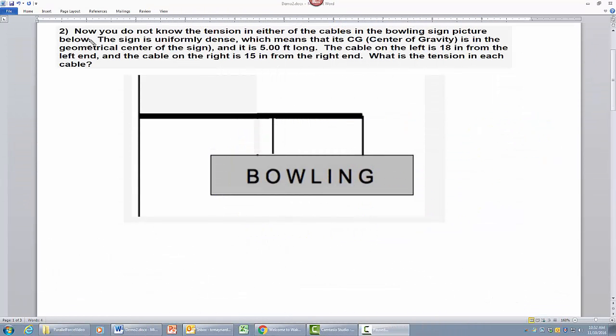Demonstration problem 2. Now you do not know the tension in either of the cables in the bowling sign picture below. The sign is uniformly dense, which means that its center of gravity is in the geometrical center of the sign, and it is 5 feet long. The cable on the left is 18 inches from the left end, and the cable on the right is 15 inches from the right end. What is the tension in each cable?